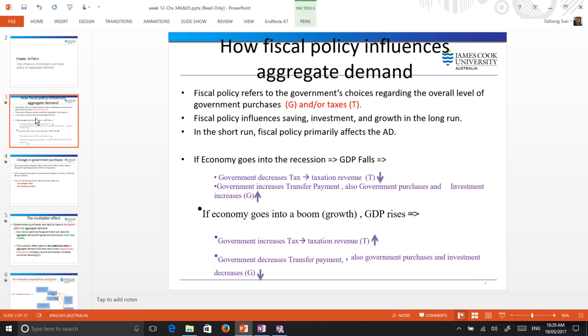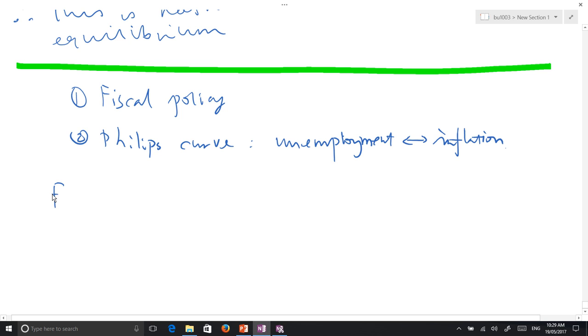Okay. What is fiscal policy? It refers to the government's choice regarding the overall level of purchases or tax. So basically, it's about G and T, the government's decision on spending, whether the government wants to increase, decrease, or keep spending unchanged, and the tax, whether the government wants to increase, decrease, or keep the tax rate unchanged.